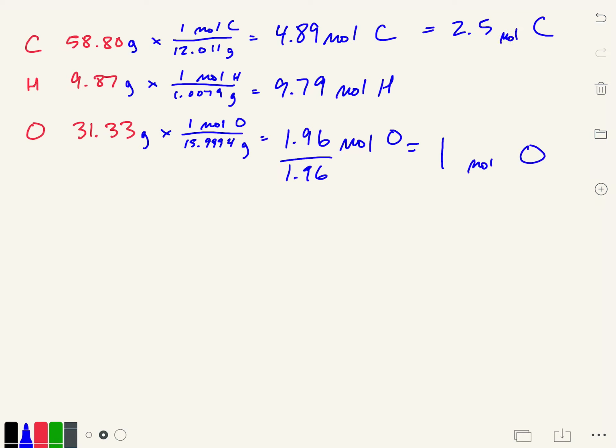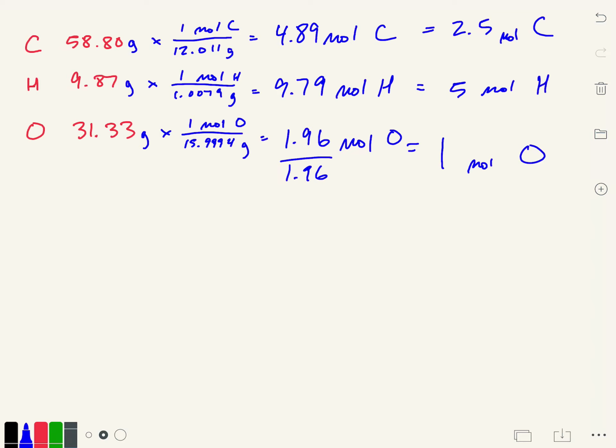These aren't really moles, but molar ratios. Every 2.5 moles of carbon to every 1 mole of oxygen. And then 9.79 divided by 1.96 is 4.99. That comes out, let's just call that 5. All right, so we've got a problem, right? We don't have a whole number for carbon.